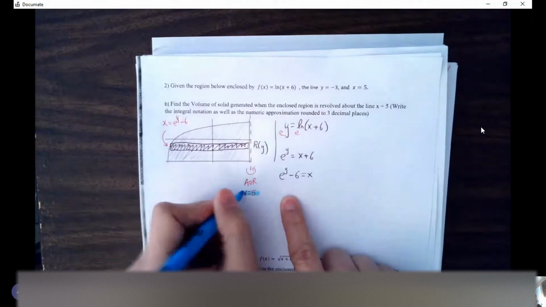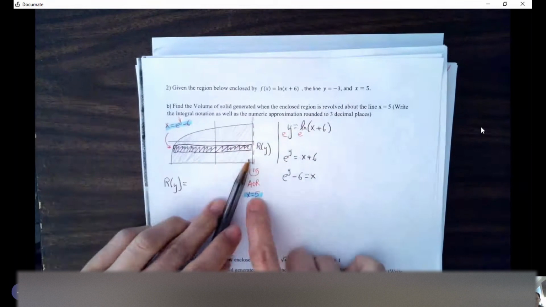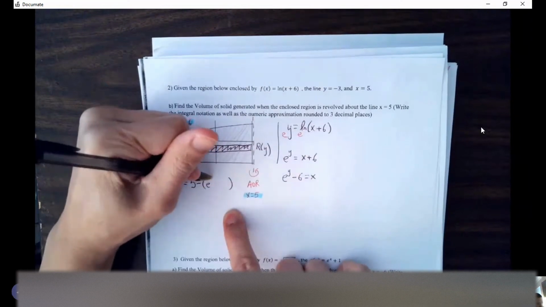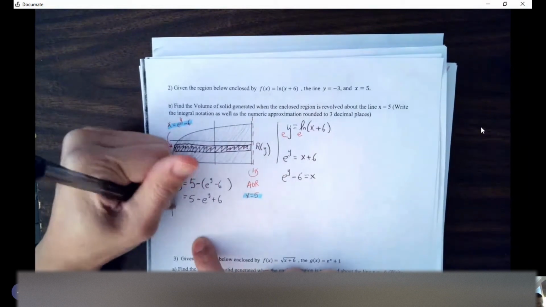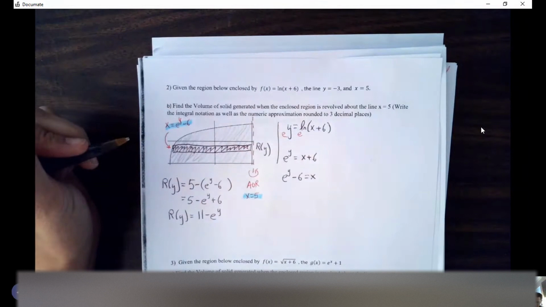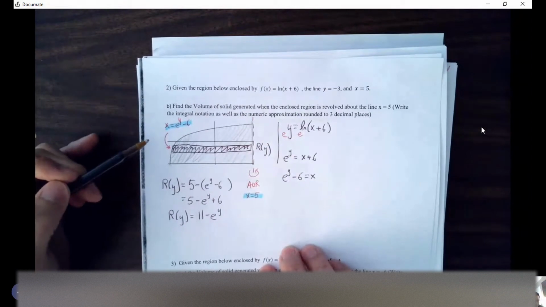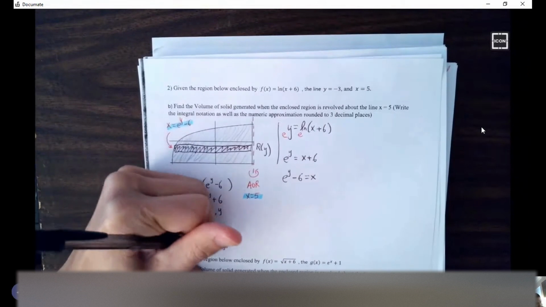We have everything we need. We have our two equations that we can use to build our big R. Right minus left: the right endpoint is sitting at the 5, minus, big parentheses, the left endpoint is sitting on the e to the y minus 6. Distribute the negative through, and I get 11 minus e to the y. Here's the formula we're applying: V equals pi integral from y1 to y2 of big R of y squared.